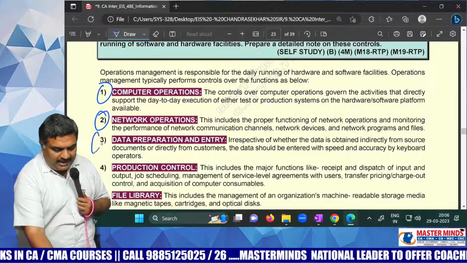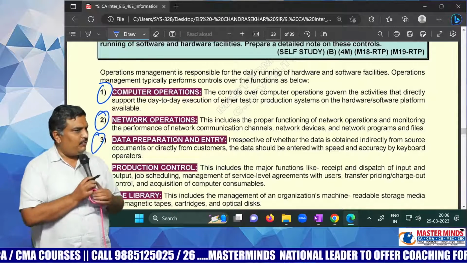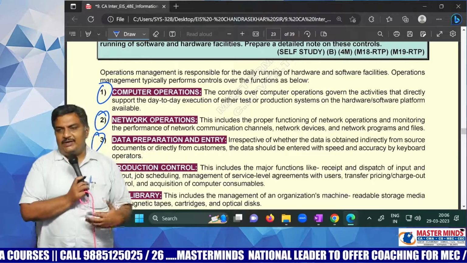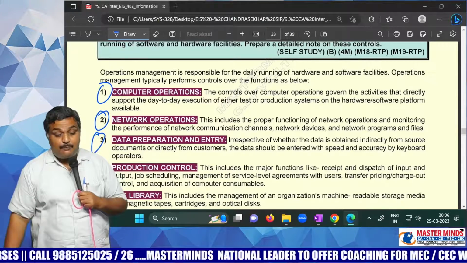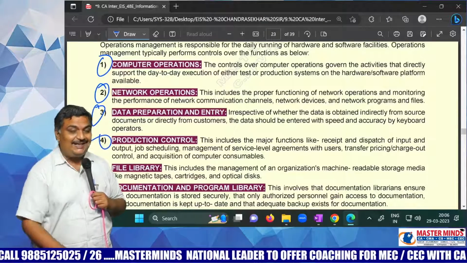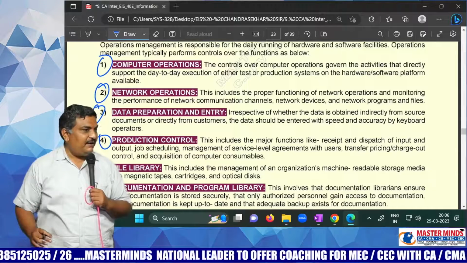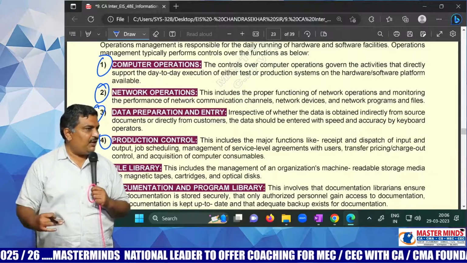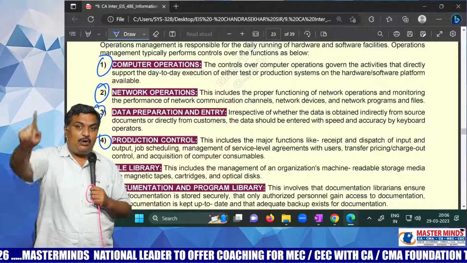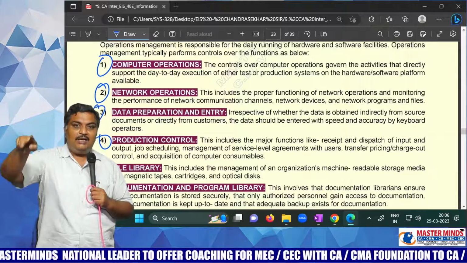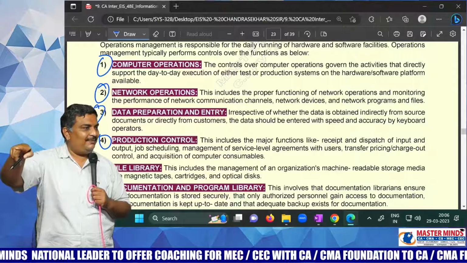There should be data preparation and entry. Just now I told you what you should do. You need to enter the data into the system. And production control means, don't think it is a production department related thing. Production server, production control. Even in virtualization also, in the morning we got that word, production server. Here production server means real.